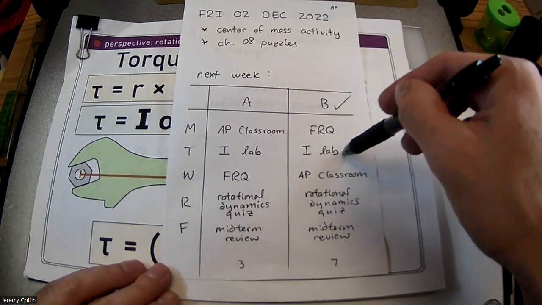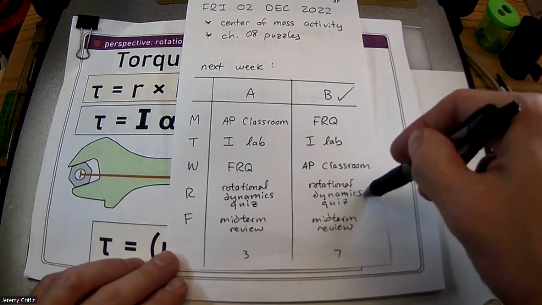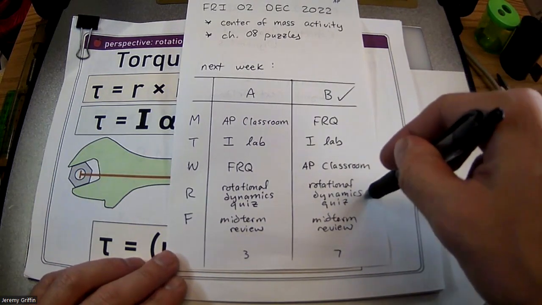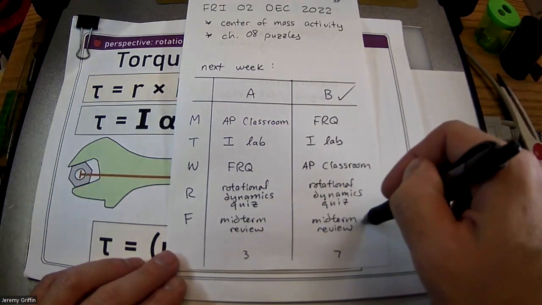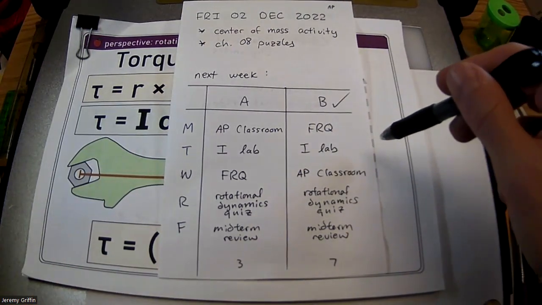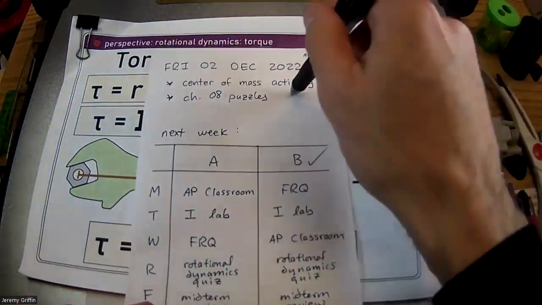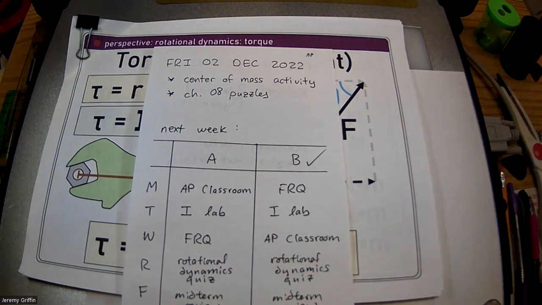We're going to do the rotational inertia lab. We'll do AP Classroom and cover that on Wednesday. We'll have an in-class, open-notes rotational dynamics quiz on Thursday, and we'll start the midterm review on Friday. I have to go fix this over the weekend and prep some stuff for next week, but that's what I think we'll be looking at.